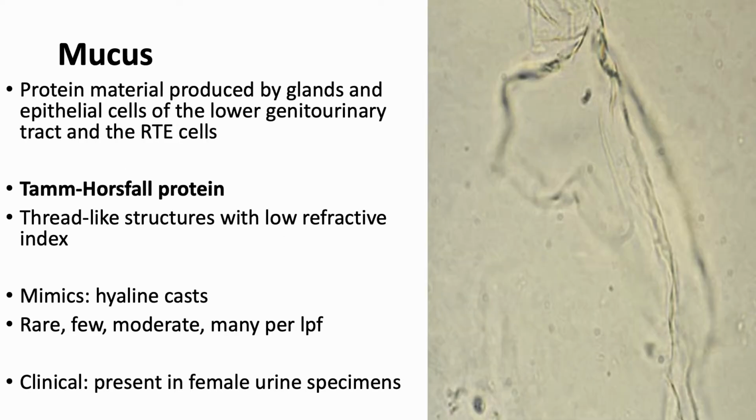So mucus represents thread-like structures with low refractive index. They are protein material that are produced by glands and epithelial cells of the lower genitourinary tract and the renal tubular epithelial cells, and they are made up of the Tamm-Horsfall protein. So common mimics would be the hyaline casts, and they're reported semi-quantitatively, and clinical implications would be that they're often present in female urine specimens.